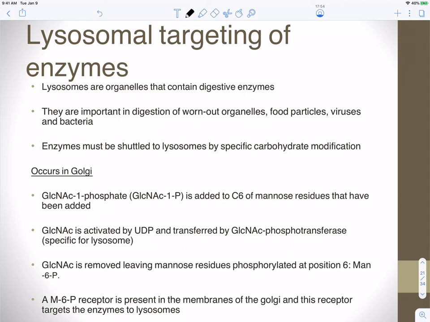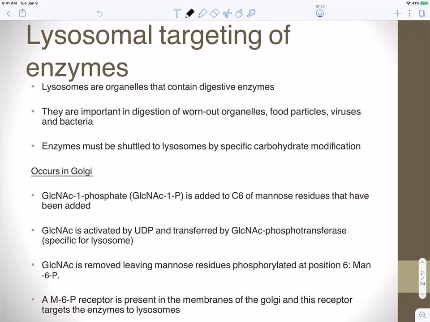So lysosomes, you can think of them as your cell's digestive system, and they're there to maintain homeostasis of the actual cell. So they are just going to help to recycle worn out organelles. They're also important, of course, in protecting against foreign invasion by other agents such as bacteria and viruses. However, the enzymes have to go from the endoplasmic reticulum to the actual lysosomes. So the targeting of lysosomal enzymes is going to occur in the Golgi.